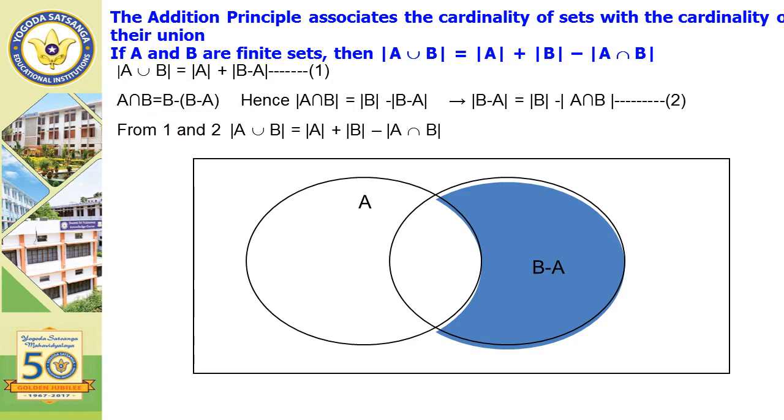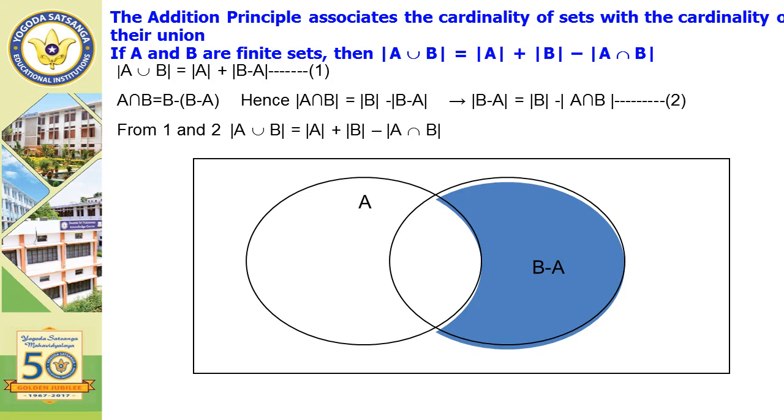Hence, the cardinality of A intersection B is equal to the cardinality of B minus the cardinality of B minus A. When we take B minus A to the left side and A intersection B to the right side, it becomes the cardinality of B minus A is equal to the cardinality of B minus the cardinality of A intersection B. Now from equations 1 and 2, we get A union B is equal to A plus B minus A intersection B. Hence the cardinality of A union B is equal to the cardinality of A plus the cardinality of B minus the cardinality of A intersection B.